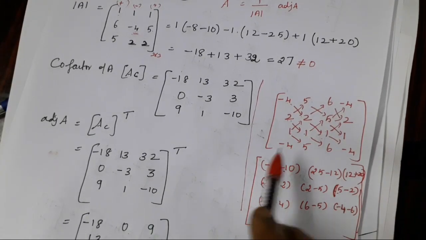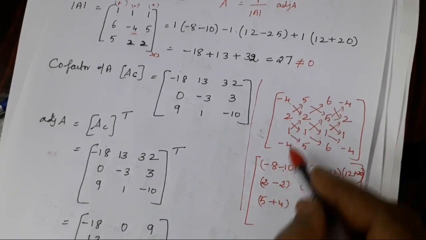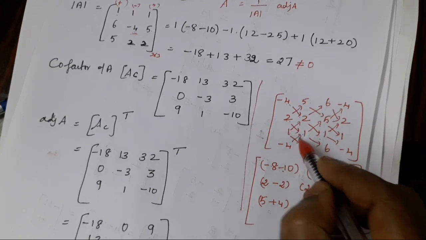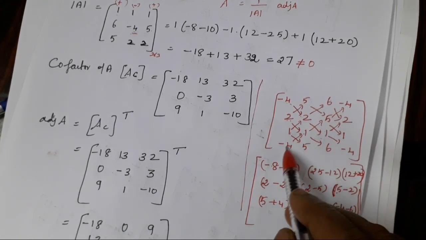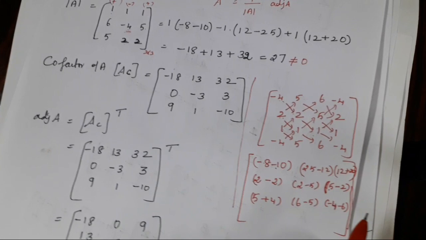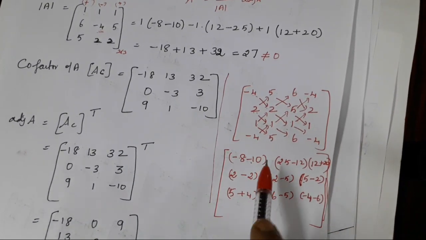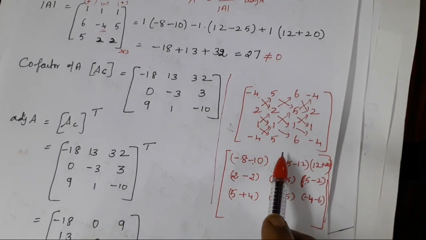Again, come to the next step. See, 1 5 is 5, 4 1s are 4. Already having one minus sign, minus into minus becomes plus 4. Listen carefully for how to find the cofactor using one more method.